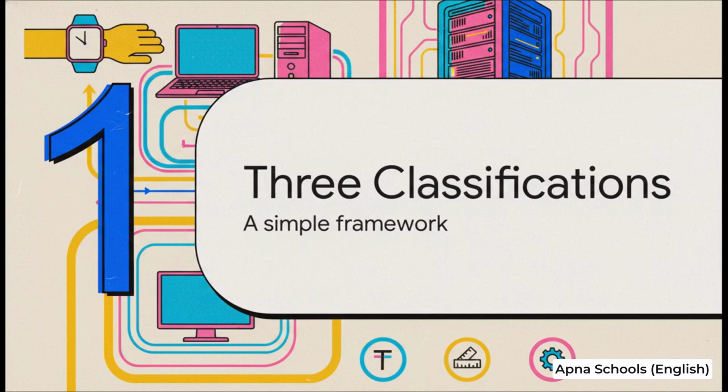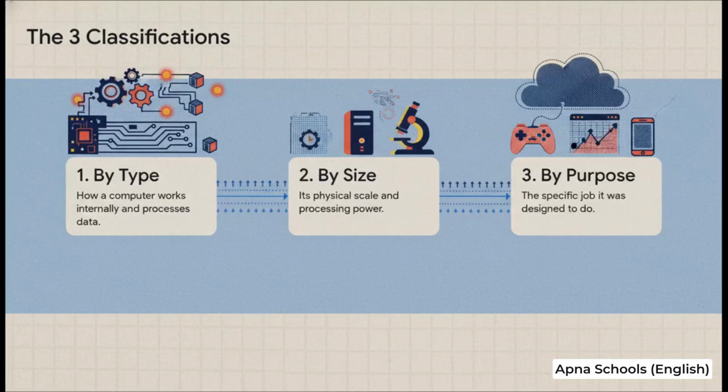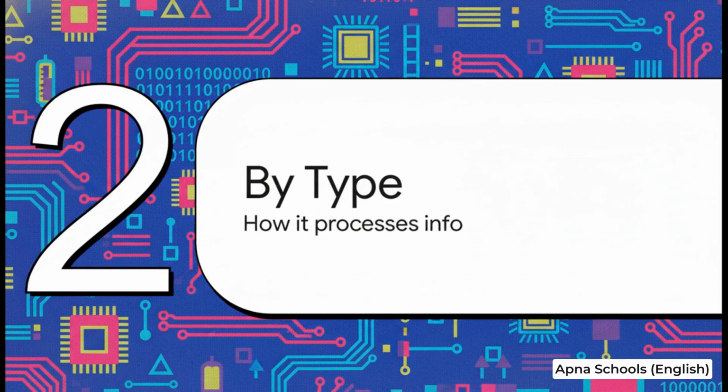Any computer you can think of, whether it's on your wrist or it takes up an entire room, can be understood using one simple three-part framework. And here it is. It's really this easy. First, we look at its type, which is basically how it thinks. Then, we look at its size, which tells us about its physical scale and raw power. And finally, its purpose. What job was it designed to do? Type, size, and purpose. Simple, right? All right, let's kick things off with type.